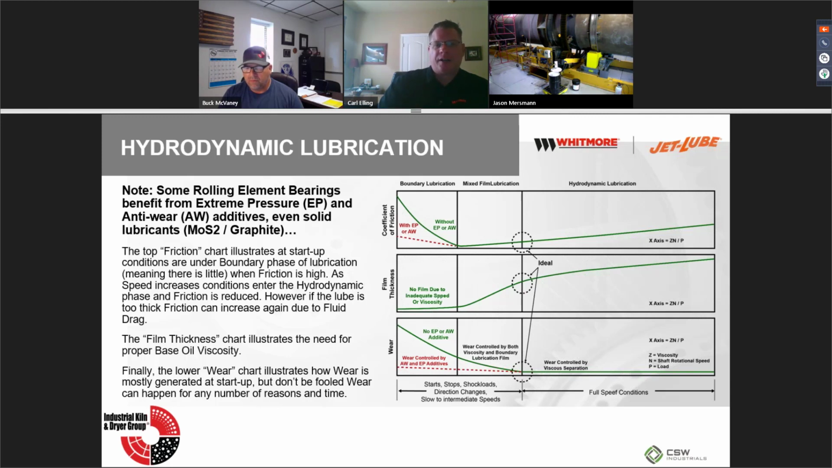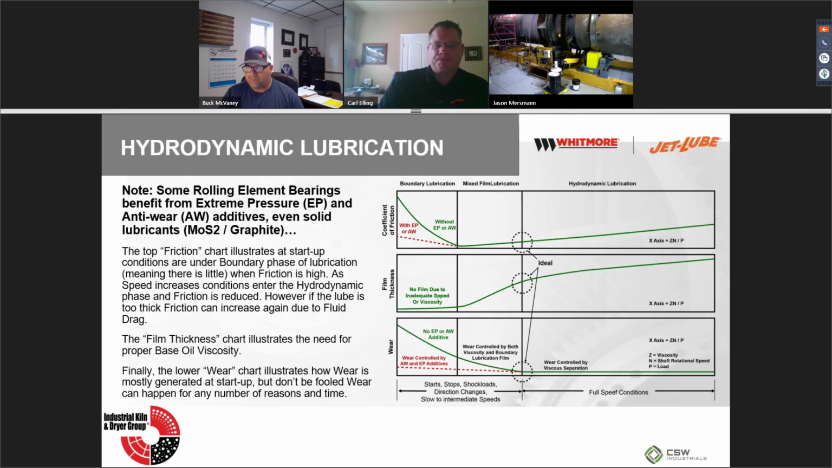If we move down to the film thickness, which is the second graph, the ideal, when you first start up there is no film, because there's not any speed or velocity moving this thing, and with a minimal amount of viscosity there, you don't have much. But as the unit moves from the boundary to the mixed regime, you finally get that turbulence in there and the film builds up, and you're separating the metal surfaces. Once you get past the mixed film, you're back into the ideal thing for hydrodynamic lubrication, which is what we're trying to achieve.